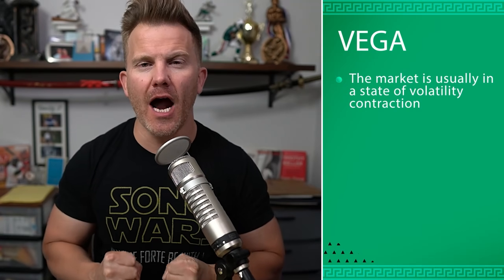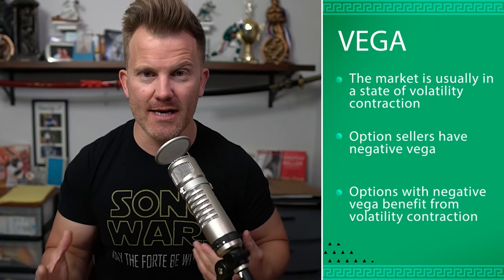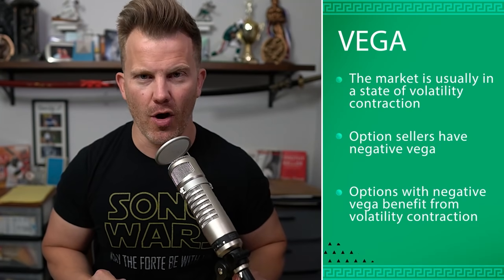The market, just as a whole, is usually in a state of volatility contraction. 80 to 85% of the time, the volatility in the marketplace is indeed contracting. We are option sellers at the core. We are option sellers most of the time. Remember, when I sell an option, I'm negative Vega. What does it mean if I'm negative Vega? It means that I want volatility to go down. I want volatility to contract. So this is definitely going to help my returns in the long run.